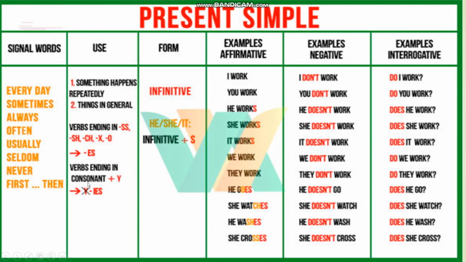Verb ending in consonant y, we change y into i and add es. Then it will be ies. Examples of negative sentences: I don't work, you don't work, he doesn't work. An interrogative sentence: do I work? Do you work? Does he work? Go on.